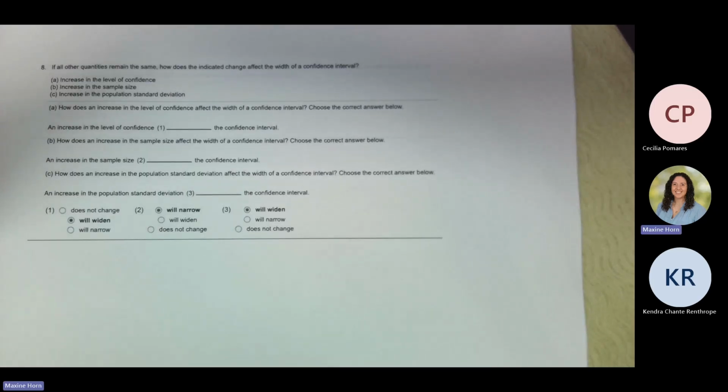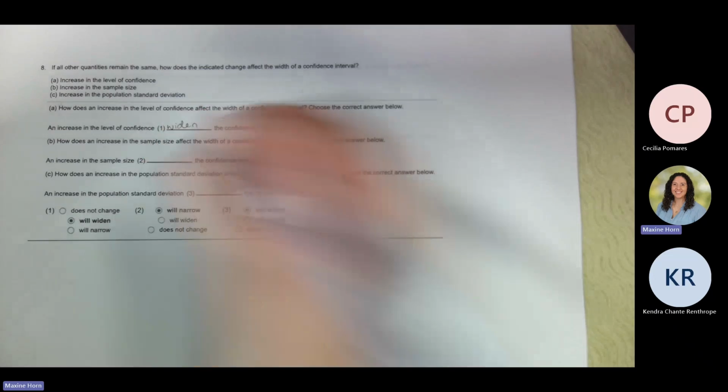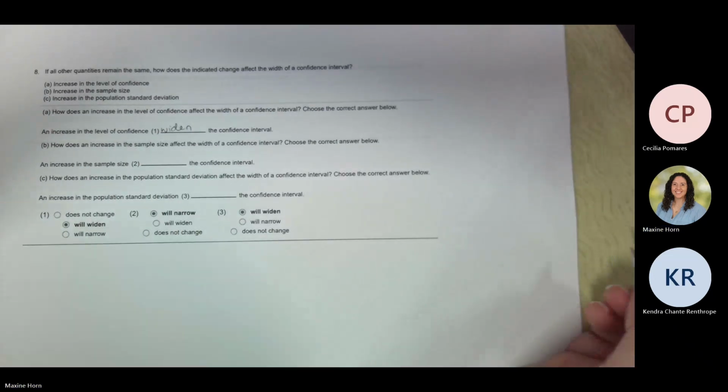All right, number 8, if all other qualities remain the same, how does the indicated change affect the width of the confidence interval? Okay, so if we increase the level of confidence, as we just saw, we have to widen the confidence interval. We have to cover a broader range of numbers if we want to be extra sure that it really does include the actual population mean.